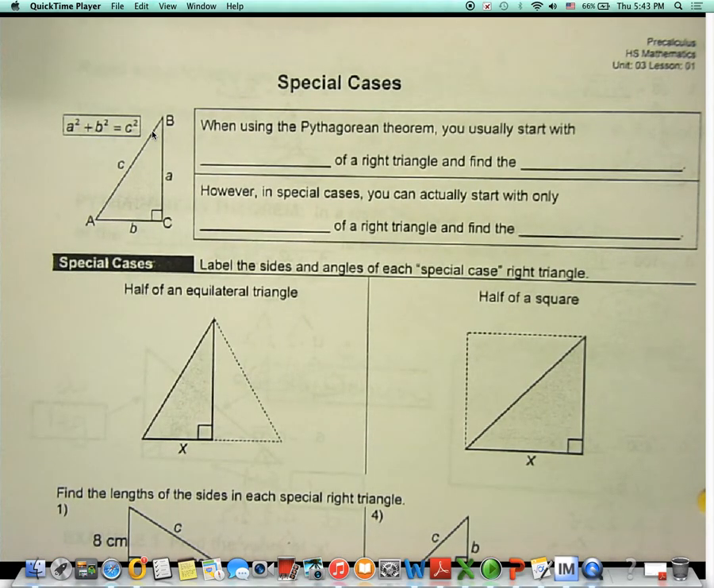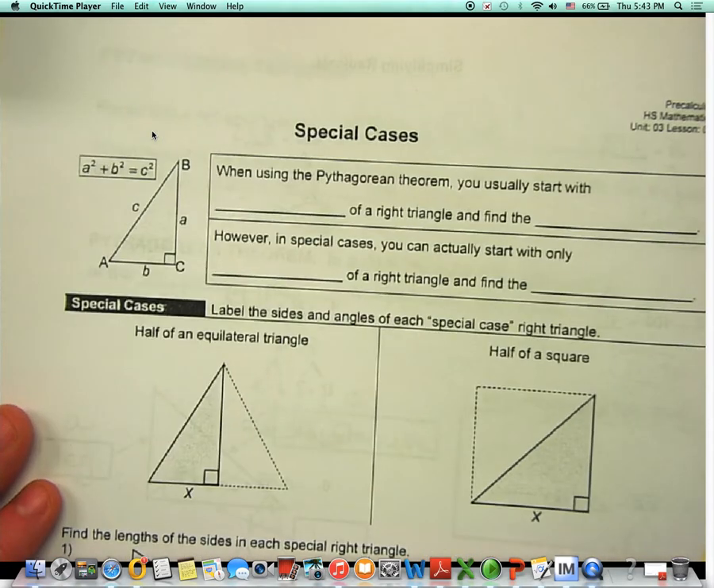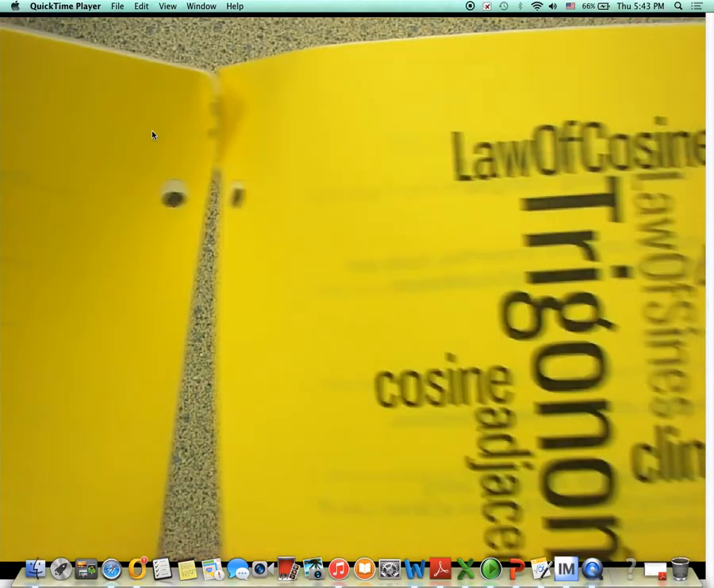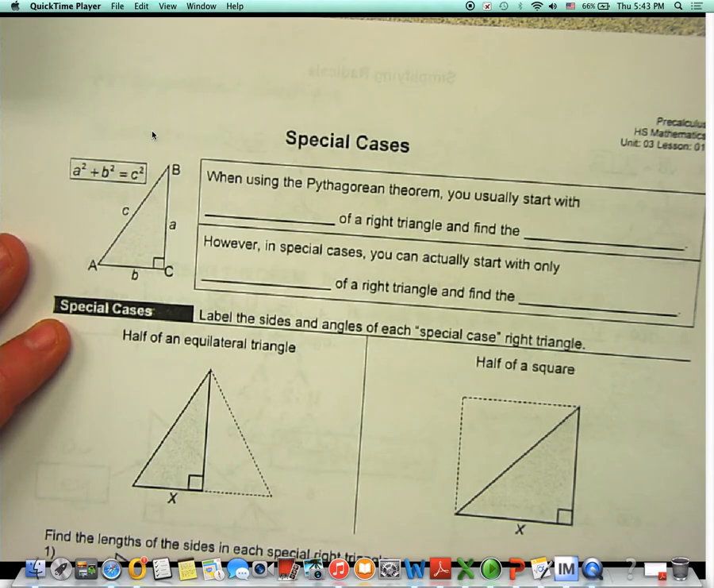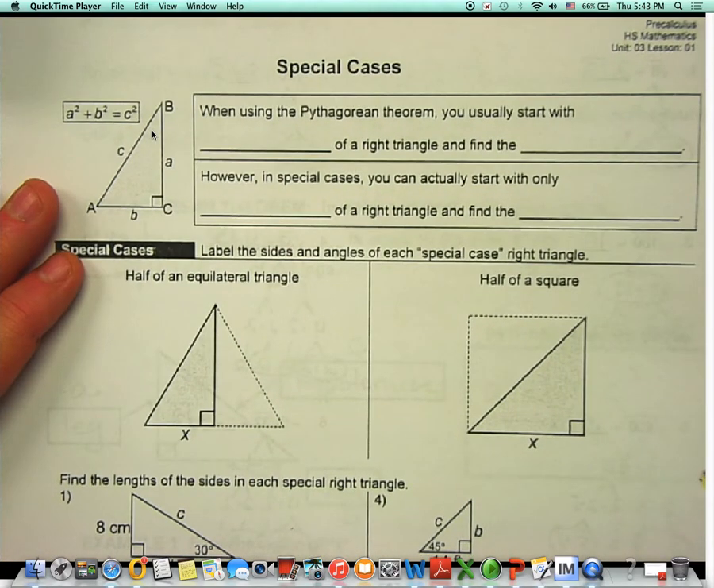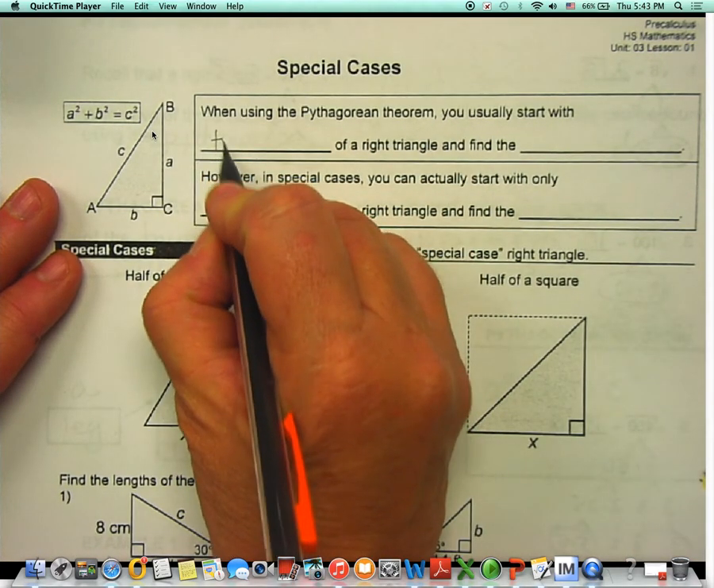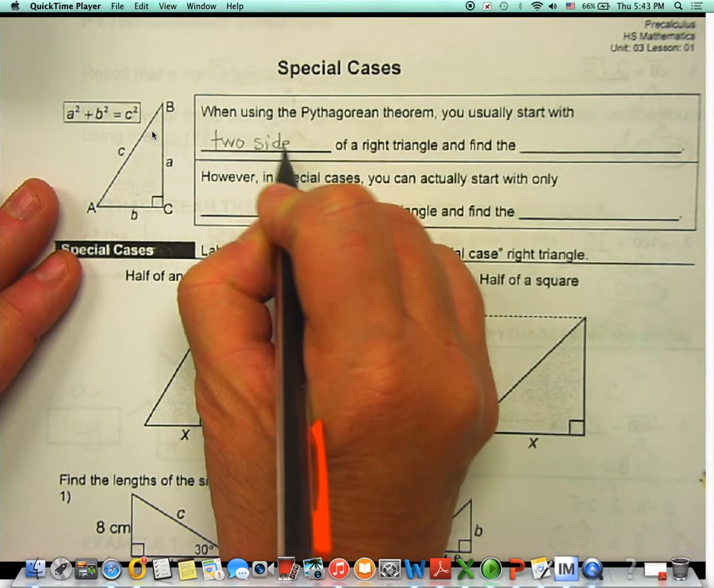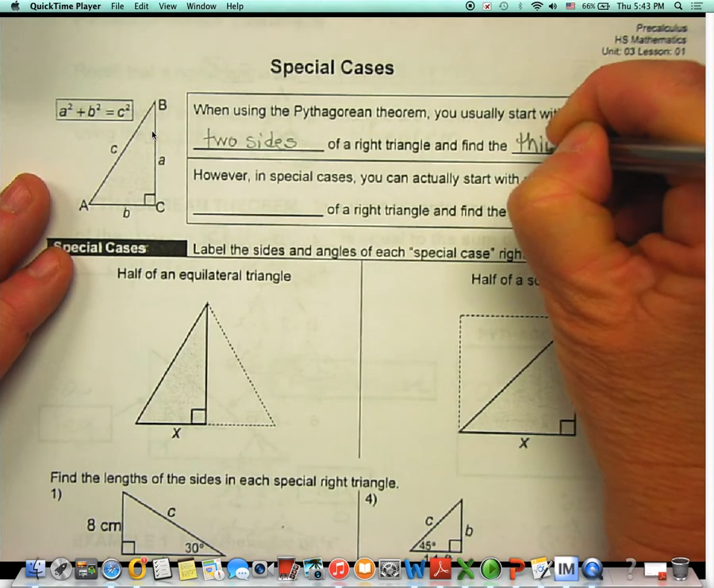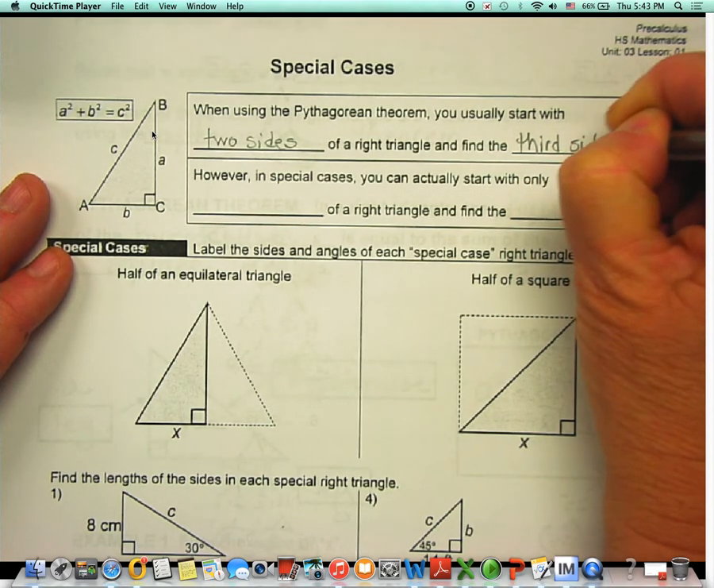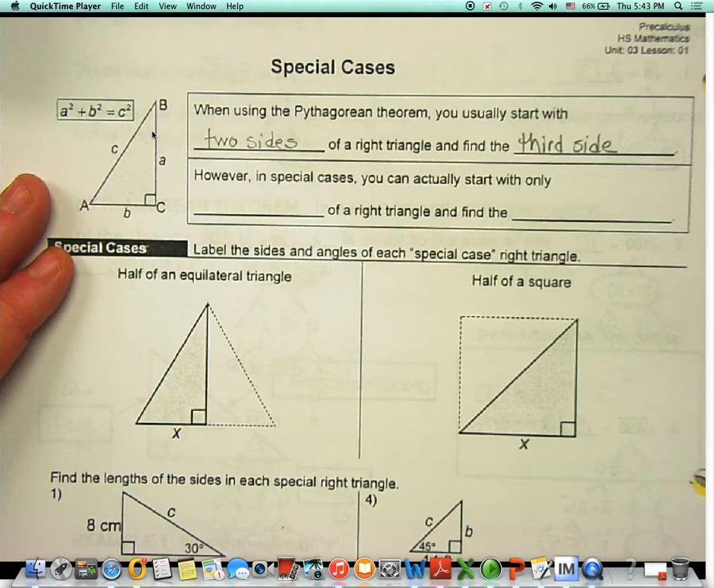All right, this is called special cases, and it's in your yellow journal, trigonometry. When using the Pythagorean theorem, you usually start with two sides of a right triangle and find the third side. So you have to know two sides in order to use the Pythagorean theorem, and it only works for right triangles. So we're going to look at some special cases of right triangles.